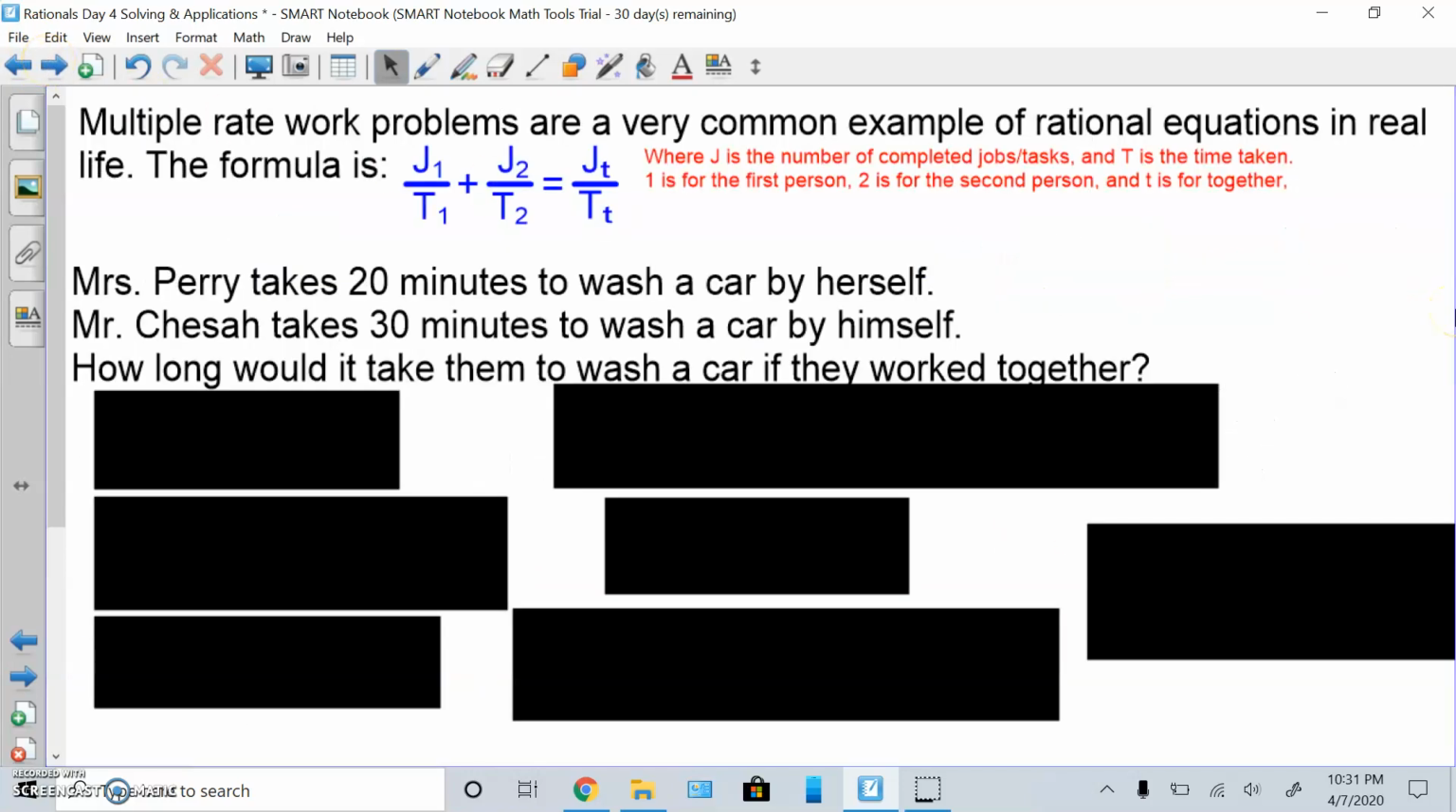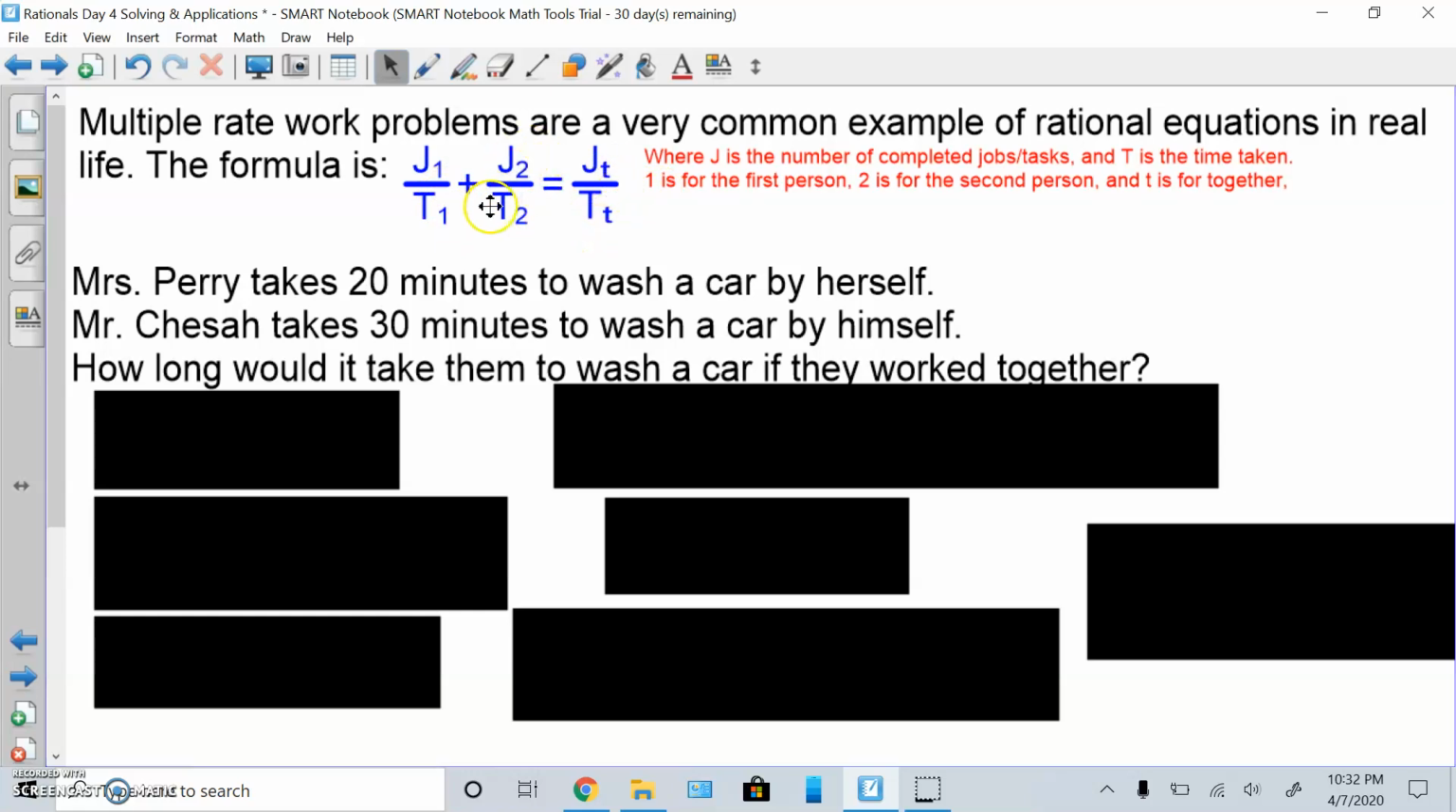So multiple rate work problems are a very common example of rational equations in real life. The formula is j sub 1 over t sub 1 plus j sub 2 over t sub 2 equals j sub t over t sub t, where j is the number of jobs or tasks you complete, and t is the time taken per person. So say one person paints 2 houses in 5 hours, because t is time. So it'd be 2 jobs over 5 hours. Sometimes this may be 1 house in 10 hours, so it'd be 1 on top and 10 on bottom. So sub 1 is the first person, sub 2 is the second person, and sub t is total together.